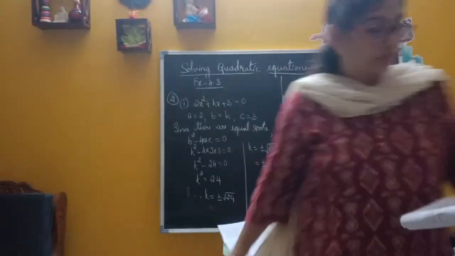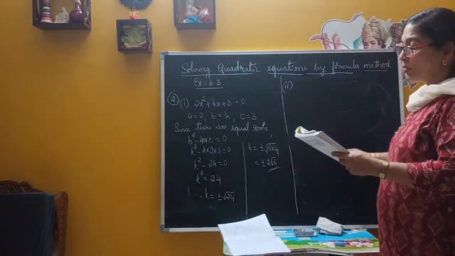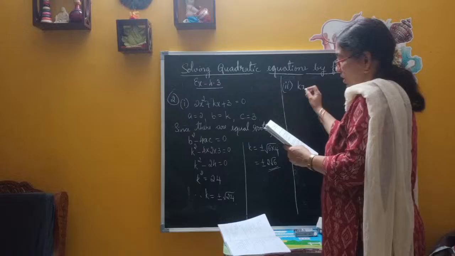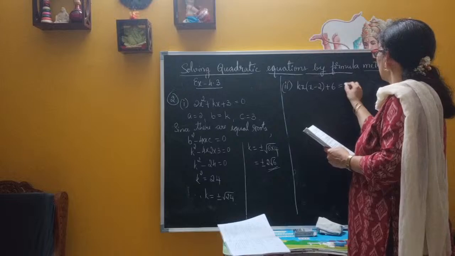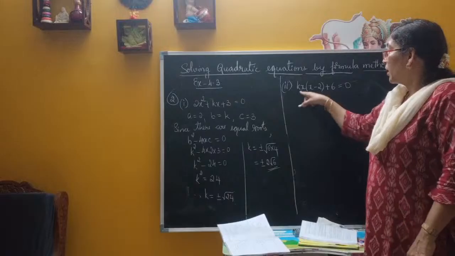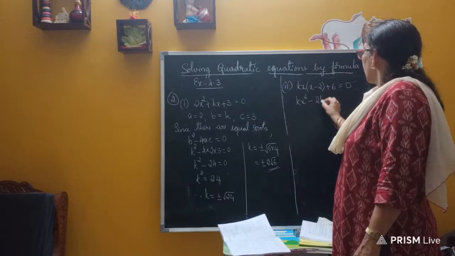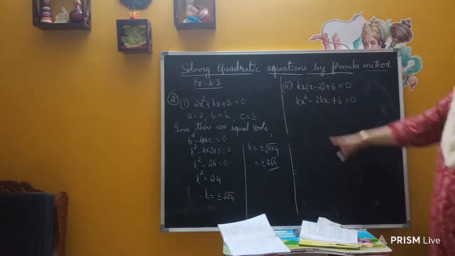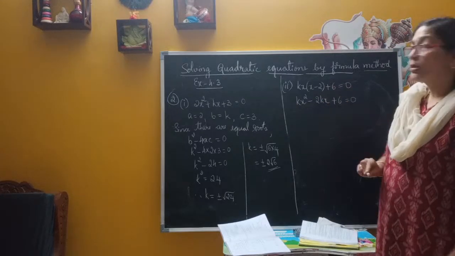Second problem is the same way. Second problem, kx into x minus 2 plus 6 is equal to 0. Is this in standard form? No. Okay, so first let us bring it to standard form. kx into x, what do we get? kx square minus 2kx plus 6 is equal to 0. Okay. Now we have standard form. Coefficient of x square is k. Here coefficient of x is minus 2k and here the constant is 6.